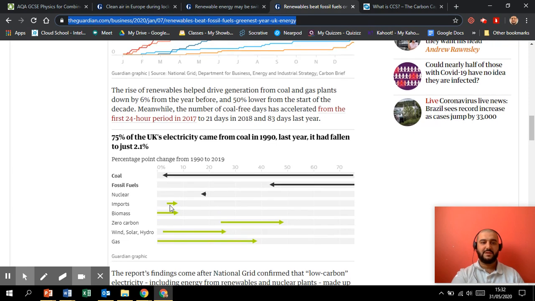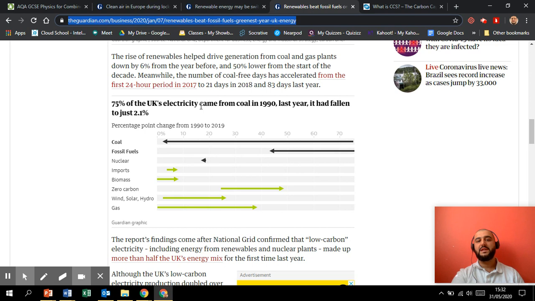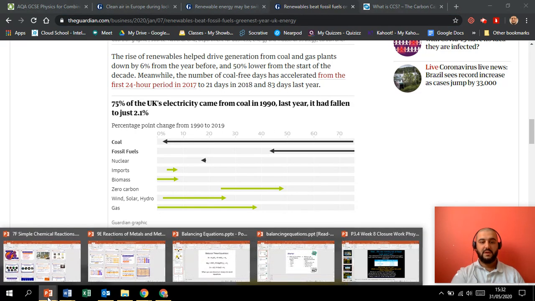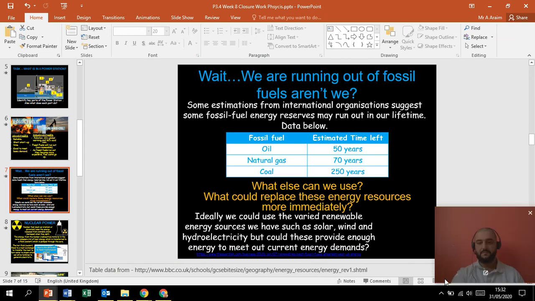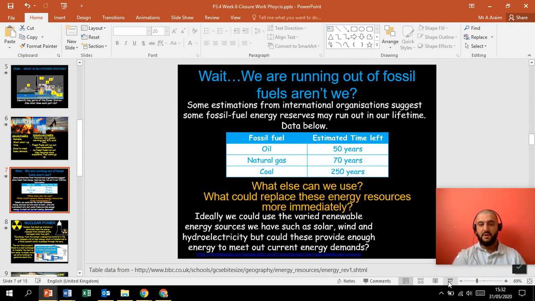But here's another interesting one. 75% of UK's electricity came from coal in 1990. Last year, it had fallen to just 2.1%, which is really a massive transition in just a few decades. And you can see here the breakdown of the different areas that we are harvesting our energy. Okay, so let's go back to our PowerPoint.